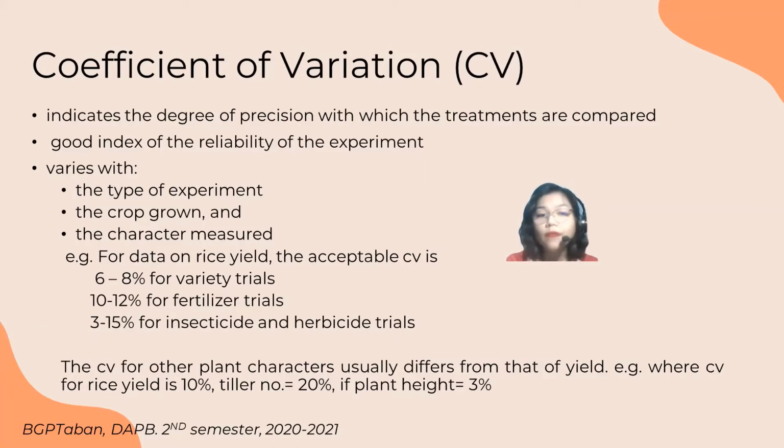For example, for data on rice yield, the acceptable CV is 6 to 8% for variety trials, 10 to 12% for fertilizer trials, and 3 to 15% for insecticide and herbicide trials. So for example, you're doing your thesis, assessing the performance of regional rice varieties grown in Bukidnon.